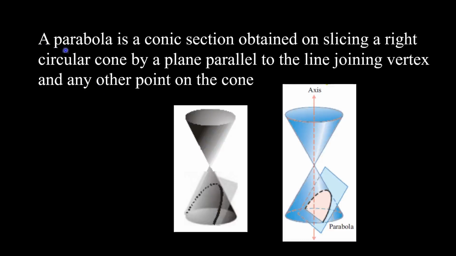See this. A parabola is a conic section obtained on slicing a right circular cone by a plane parallel to the line joining the vertex and any other point on the cone. We are cutting this cone by means of a plane which is parallel to the line joining the vertex and any other point on the cone. This is the point on the vertex, and any other point means this side. The plane must be parallel to that line. At that time we will get one curve. That curve is called a parabola.